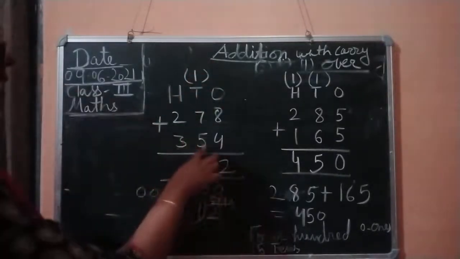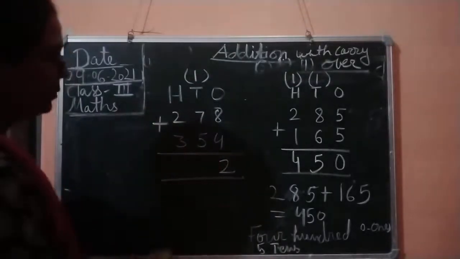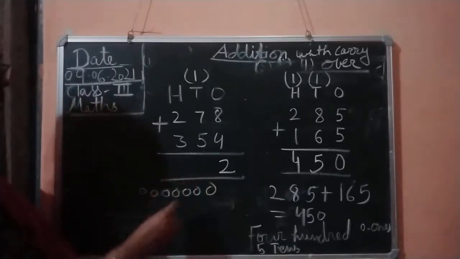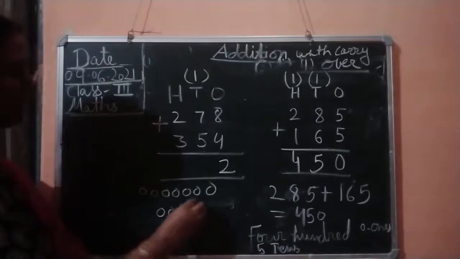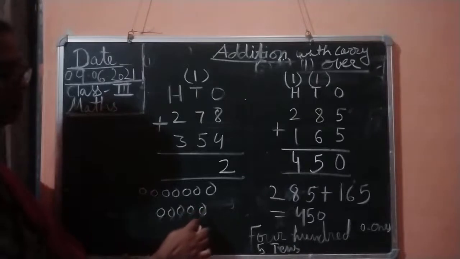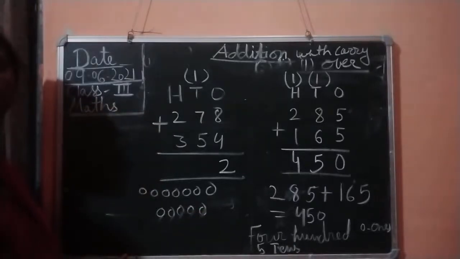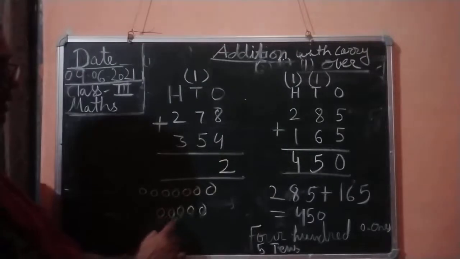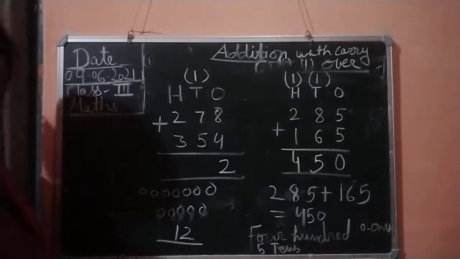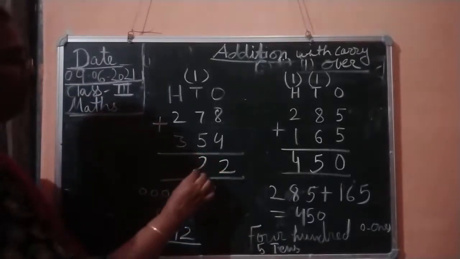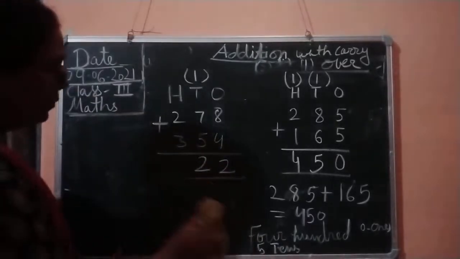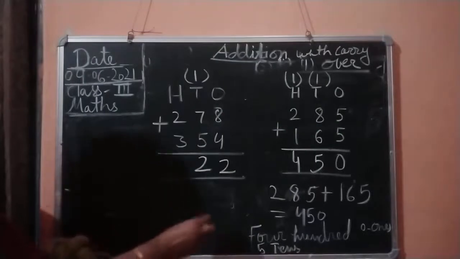Now 7 and 5. Let's count, children. 1, 2, 3, 4, 5, 6, 7. Now 1, 2, 3, 4, 5. Now let's count. 7, 8, 9, 10, 11, 12. So what are we getting? 8, 9, 10, 11, 12. Again we get 12. So what will we write, children? 2 will be there and 1. So what is that 1? Again we should know. This is 12. The answer is 12.